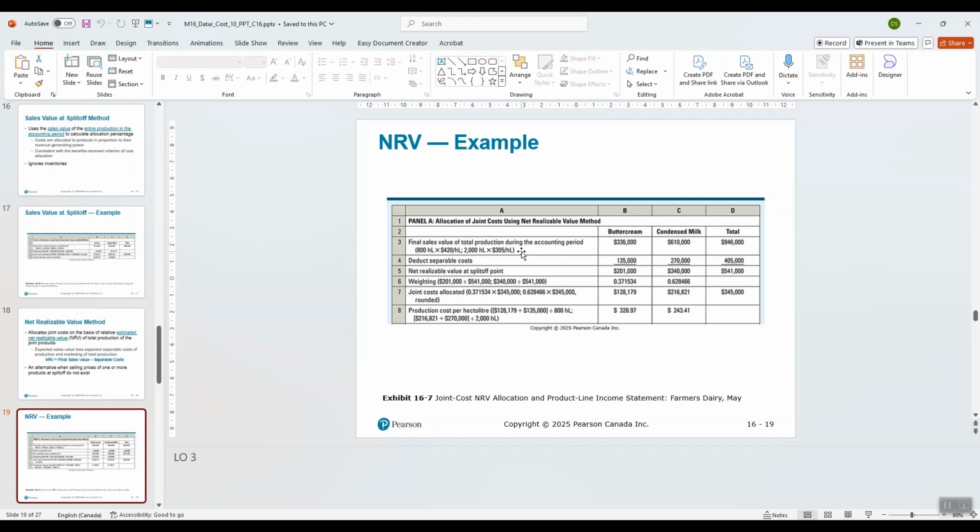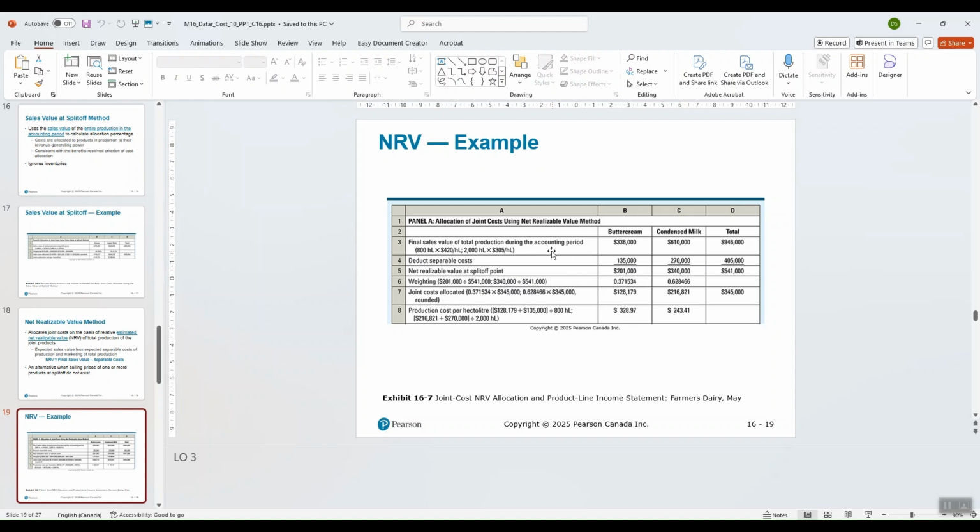Say the buttercream they're going to produce, they're going to sell 800 hectoliter. They're going to sell it for 420. So we get a price here, and then we get a price here for the condensed milk. So that is your total sales. Then from that, you take out the separate cost, saying these are the individual sale price.